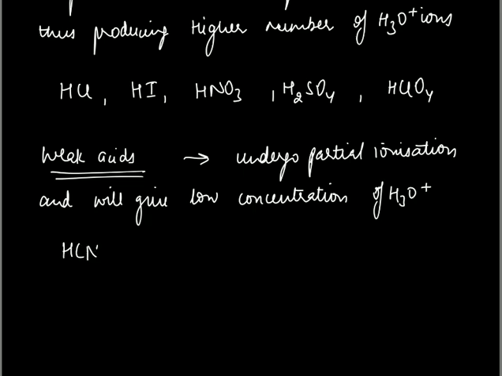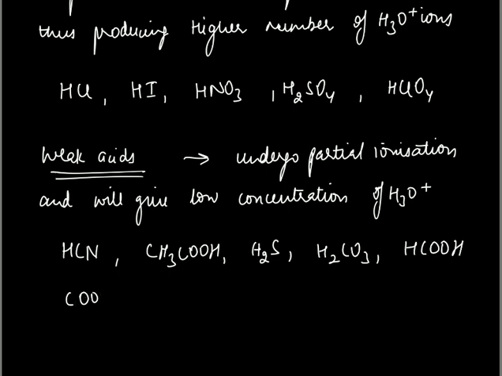We have HCN, hydrocyanic acid. All organic acids you can add over here. Acetic acid. We have H2S, which is also a weak acid. Carbonic acid is also a weak acid. Formic acid you can write. Oxalic acid, COOH whole twice. H2SO3 is also weak. There can be many. H3PO4 is also weak, right? So there can be many.